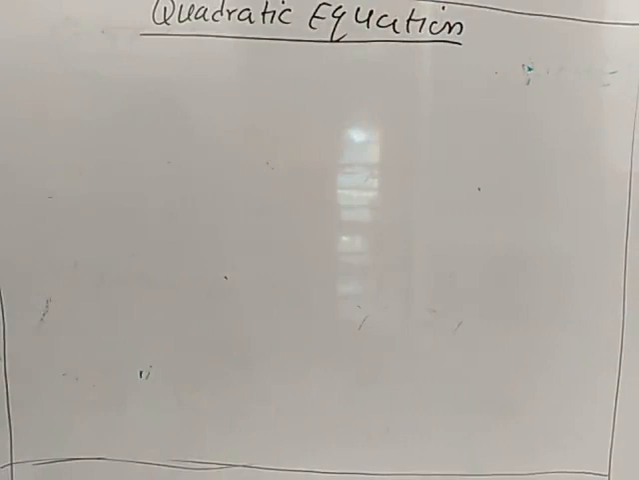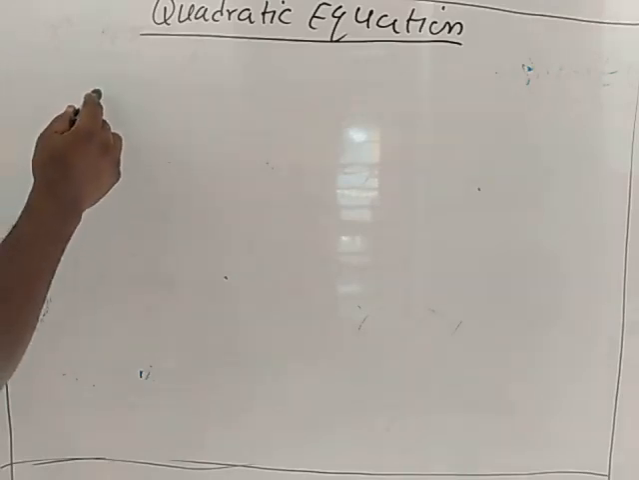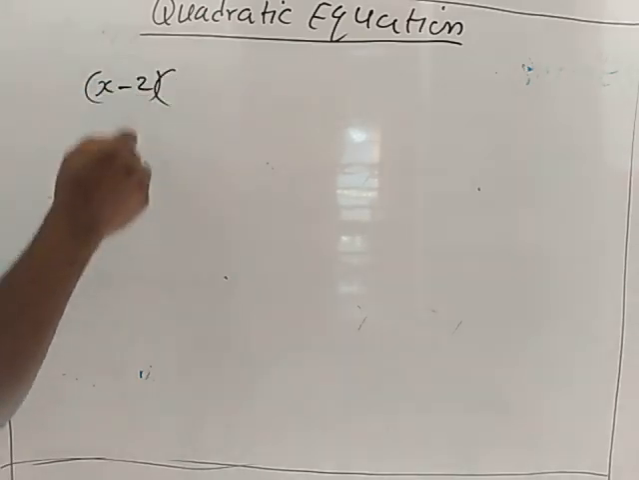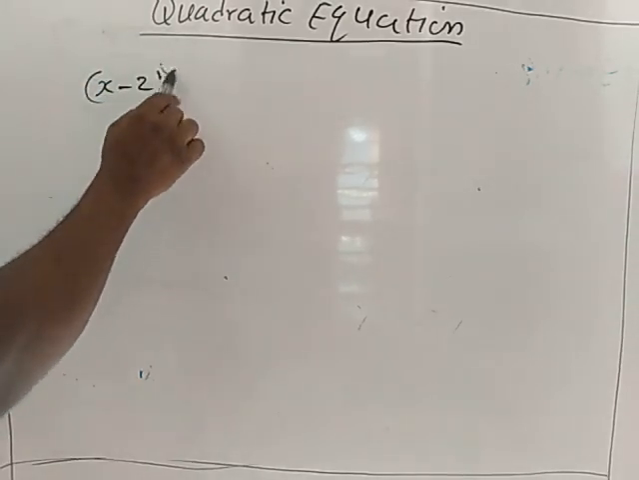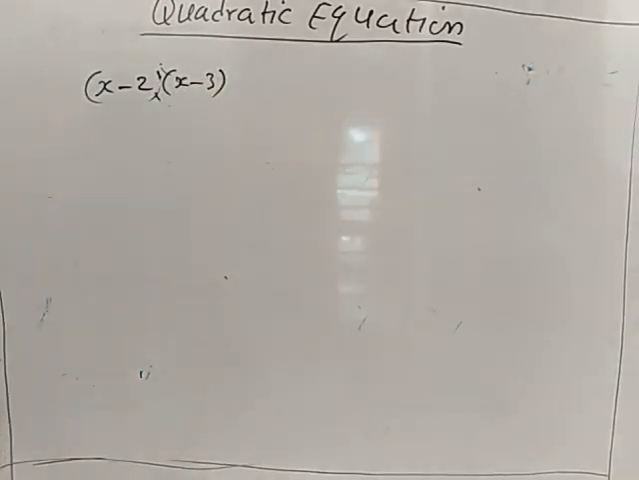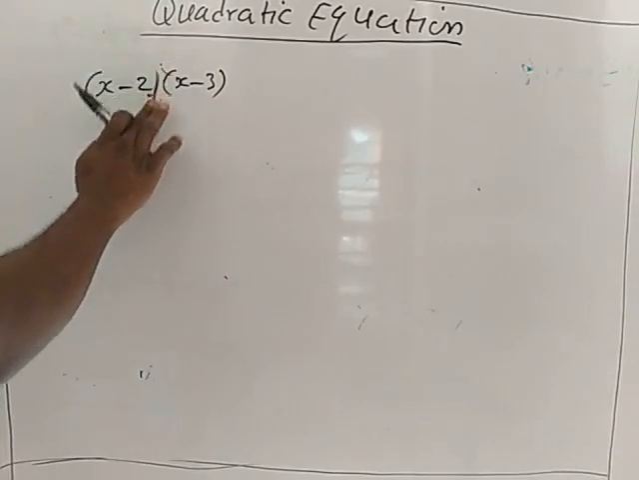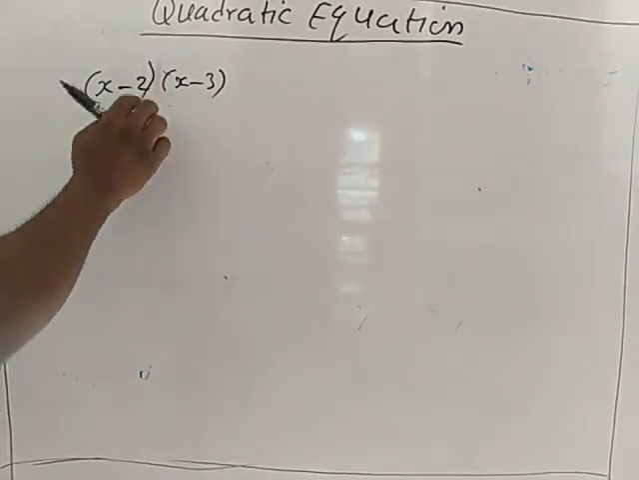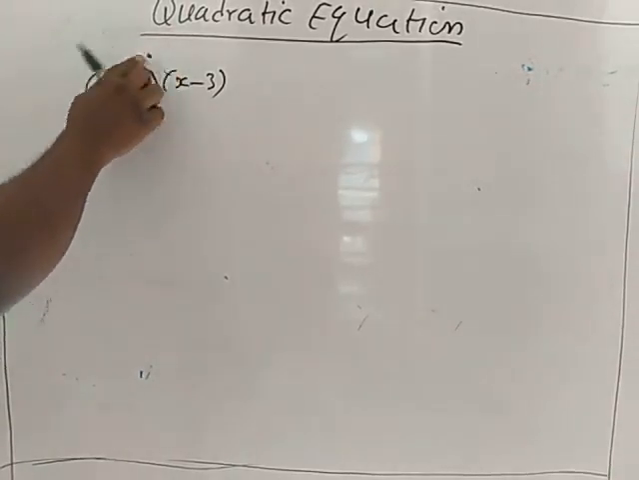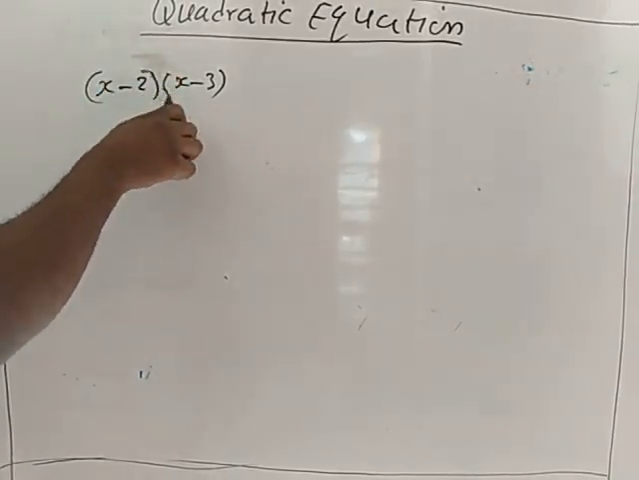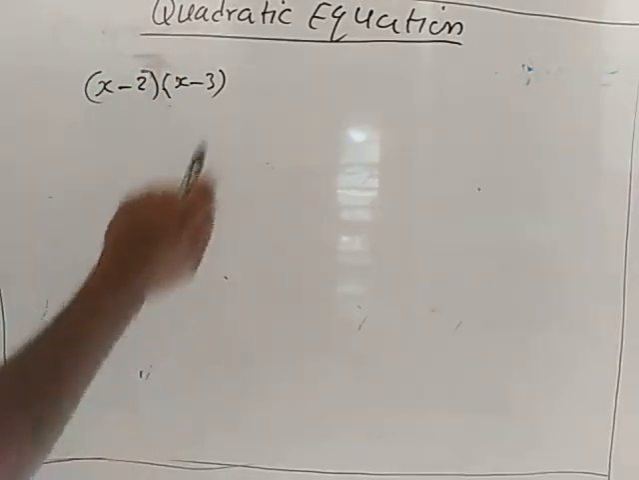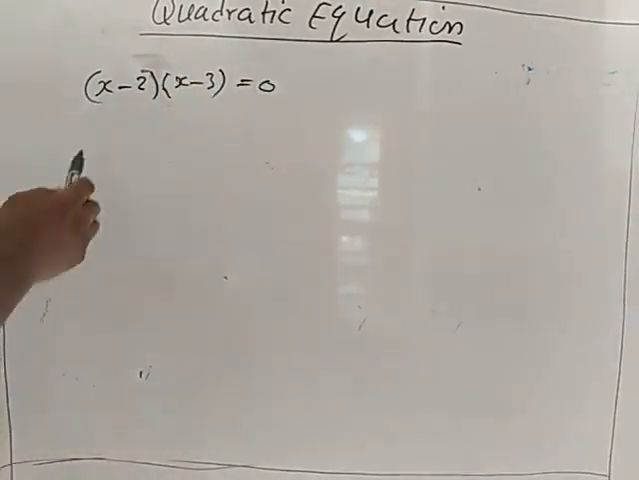Now, to solve quadratic equation, in my previous videos, I've taught you how to solve quadratic expression. So, in that video, we arrive at an answer of like x minus 2 and x minus 3. Now, if you are solving quadratic expression and you arrive at this answer, then if you are given quadratic equation, then the next thing is to complete this one. Therefore, this one will be equal to 0.